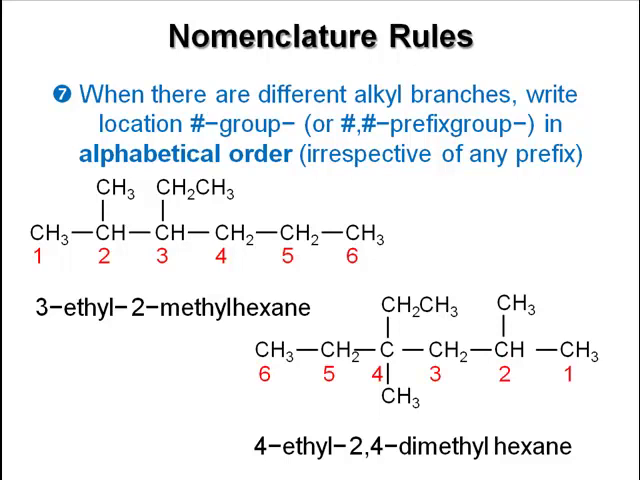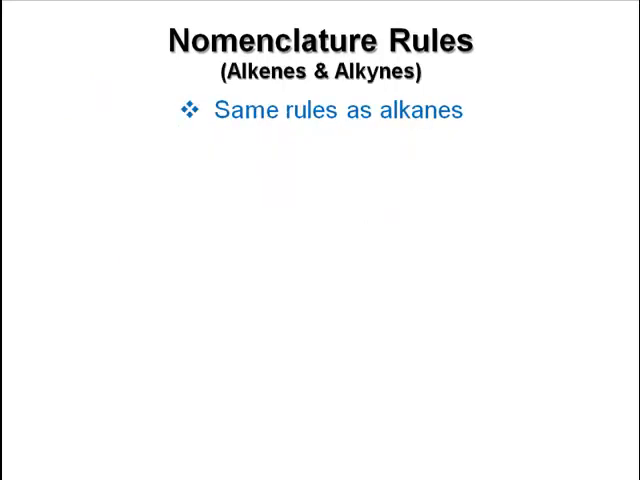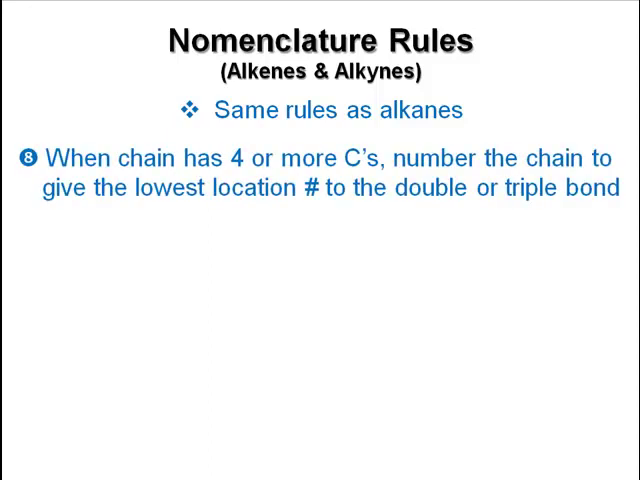So that's the nomenclature rules when you have different groups, the methyl, ethyl, and so on. Now, the cool thing about alkenes and alkynes is they have the same rules as the alkanes. Same rules as the alkanes. When the chain has 4 or more carbons, number the chain to give the lowest location number to the double or triple bond. So you want to number it from the side that's closest to the double or to the triple bond, respectively.